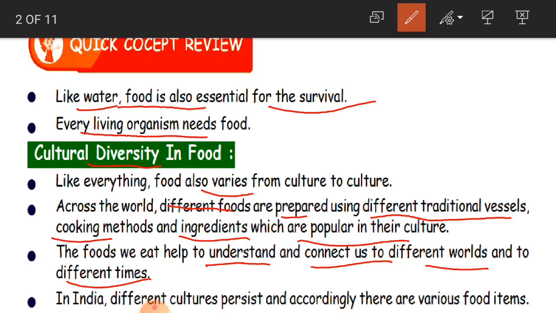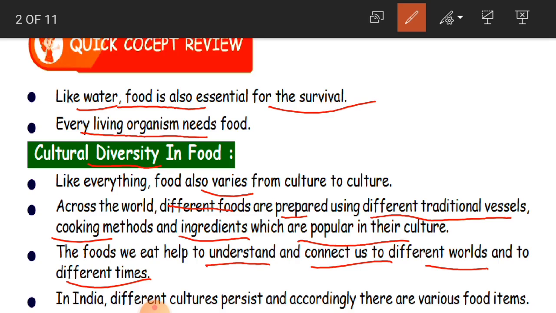So many food items are there which I cannot list now, but we are trying, like macaroni, pasta and all that. So noodles. You all love to eat noodles, but noodles don't belong to our country. This is a Western country food item. So by this we are able to understand and connect to different worlds and to different times. Different times in the sense, children, again.